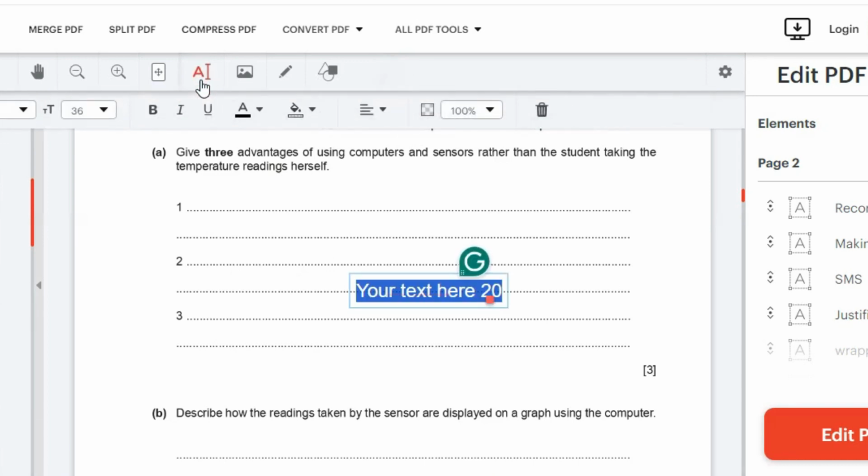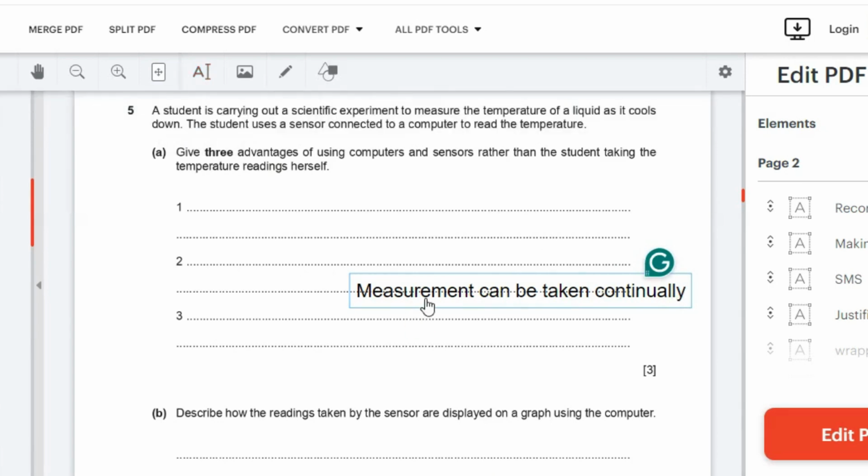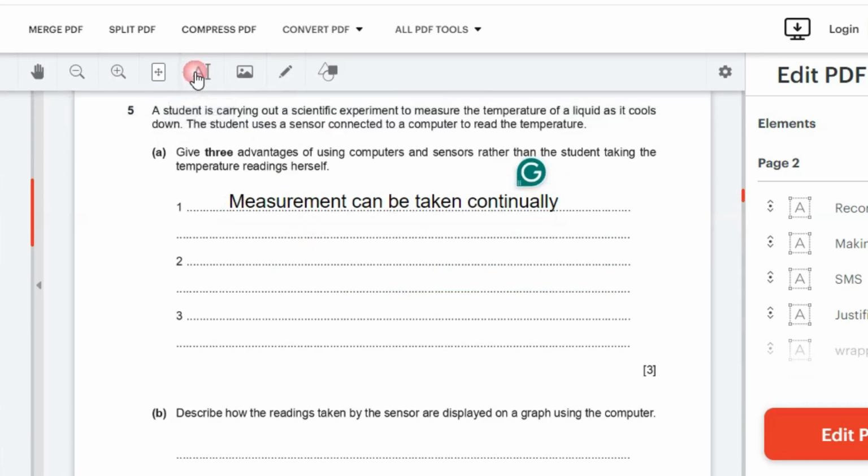One is what? When you use a computer, measurements can be taken continually. So that means if you make use of a computer, it can take it continually, unlike you, the individual, taking it him or herself. That's one.